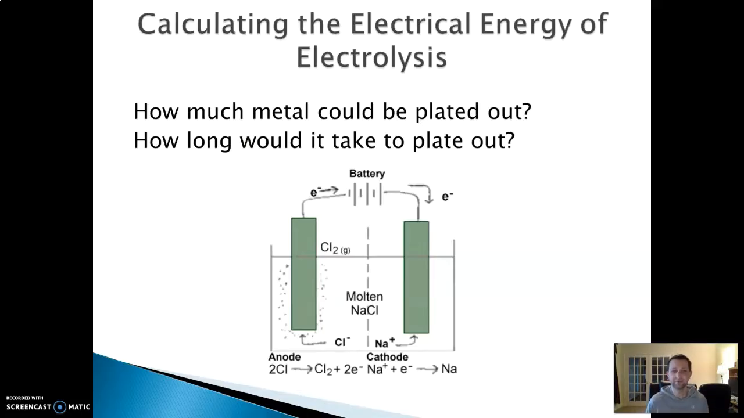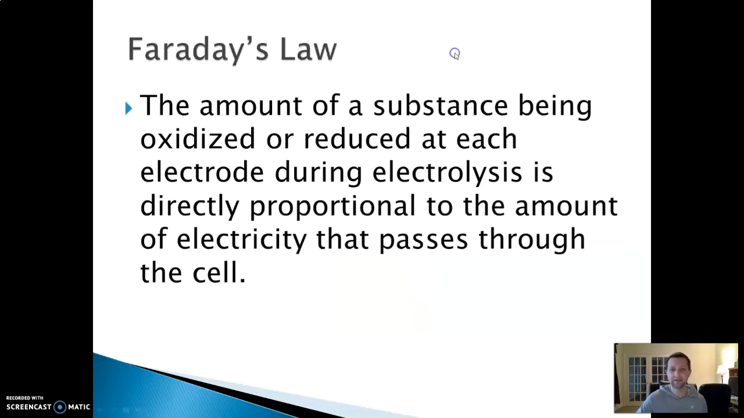So an example of when we would use this is if I had a question like this, where I have an electrolysis of NaCl set up. And I want to figure out how much metal could be plated out and how long it would take. So obviously the metal here, sodium, would be plated out on one of our electrodes. If I let this cell run for a certain amount of time, how much sodium would I actually make? Or if I want to make a certain amount of sodium, how long would that take to plate out on that electrode? We're going to take a look at that today.